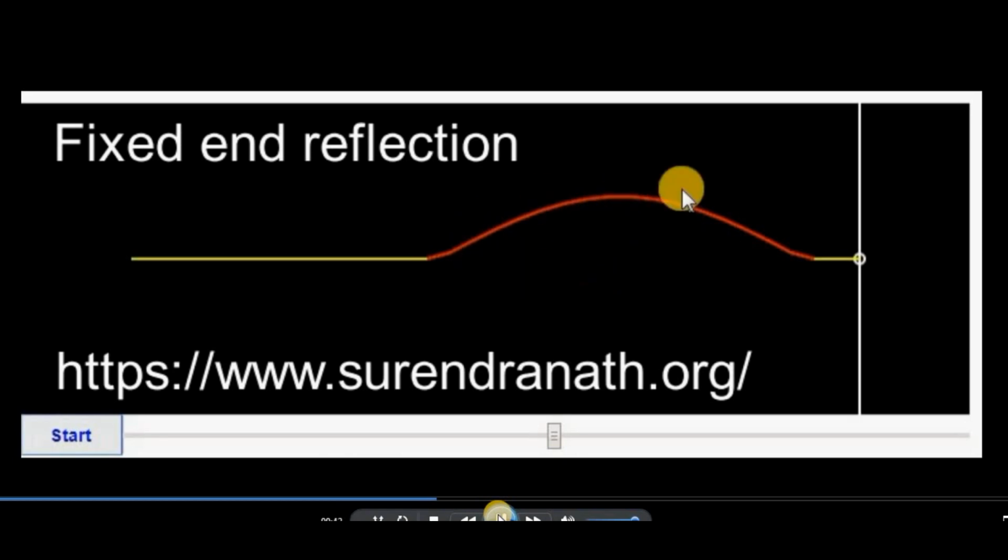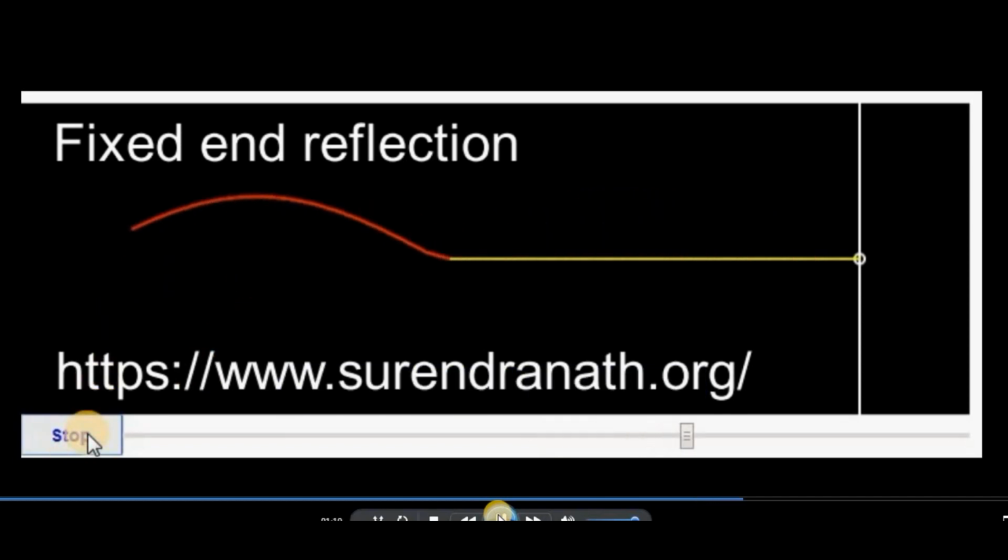There is no change in phase in the reflected wave, but there is a change in direction of the propagation of the wave. In case of reflection from a fixed end, we have seen the direction of the amplitude of this wave changes, but in this case there is no change in the direction of the amplitude. Okay, in this way we can understand the reflection of a transverse wave from a free end. Again, you can see the video.